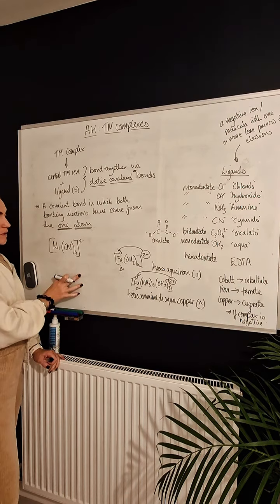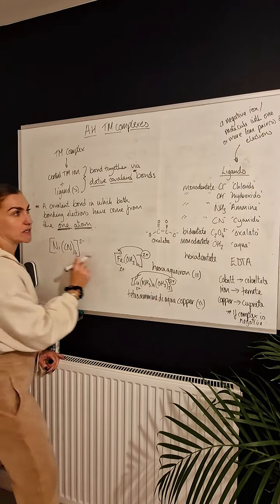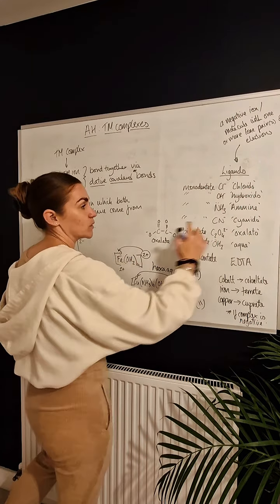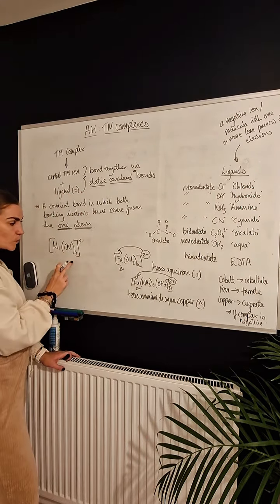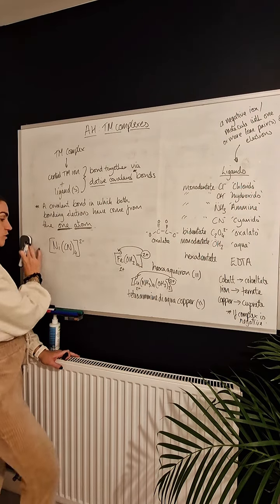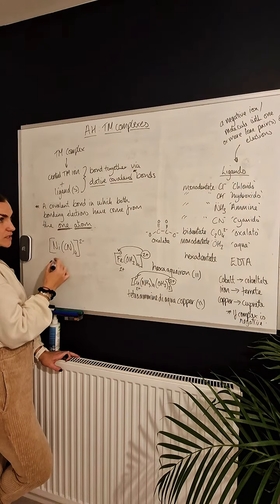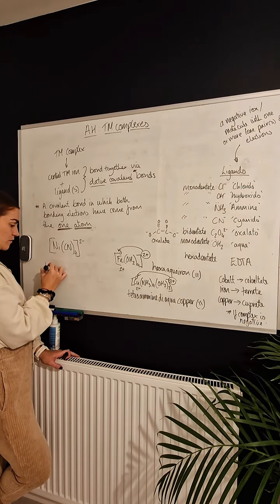So when we're naming the complex, we start off by naming the ligands. This ligand CN is called a cyanido once it's in a complex. We need to then state how many of them there are. There are 4, so we use the prefix tetra. So in terms of naming the ligands, we've got tetracyanido to start off with. Easy so far.